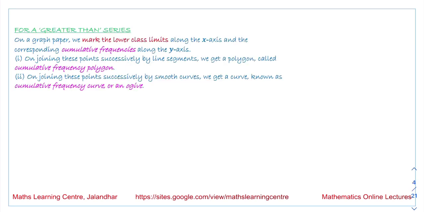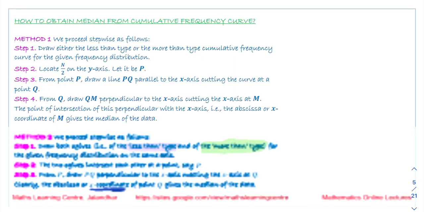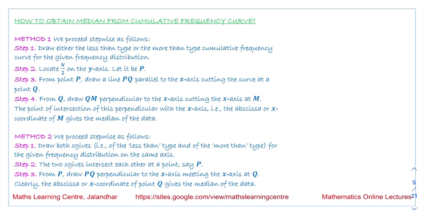Similarly, if we are given a greater than type series, then we will mark the lower class limits along the x-axis and the corresponding cumulative frequencies along the y-axis, and we obtain the points. If we join these points using line segments, we obtain the cumulative frequency polygon. If we join these points using smooth curves, we get a curve, and it is known as a cumulative frequency curve or an Ogive.